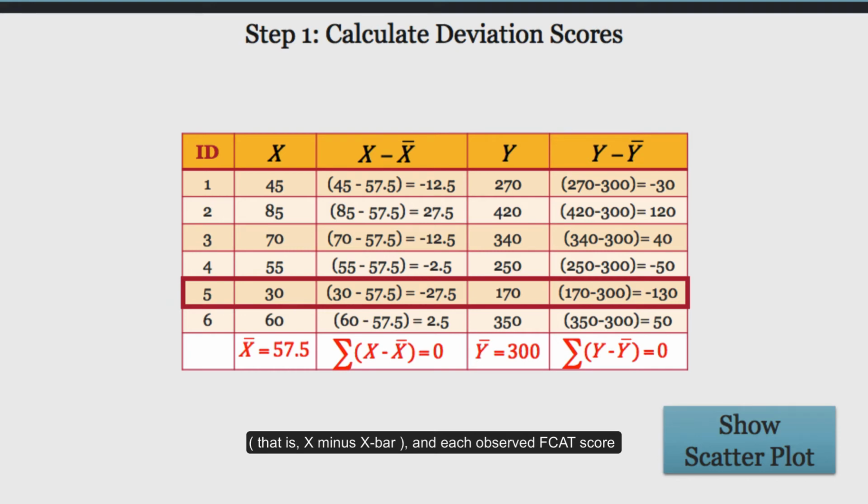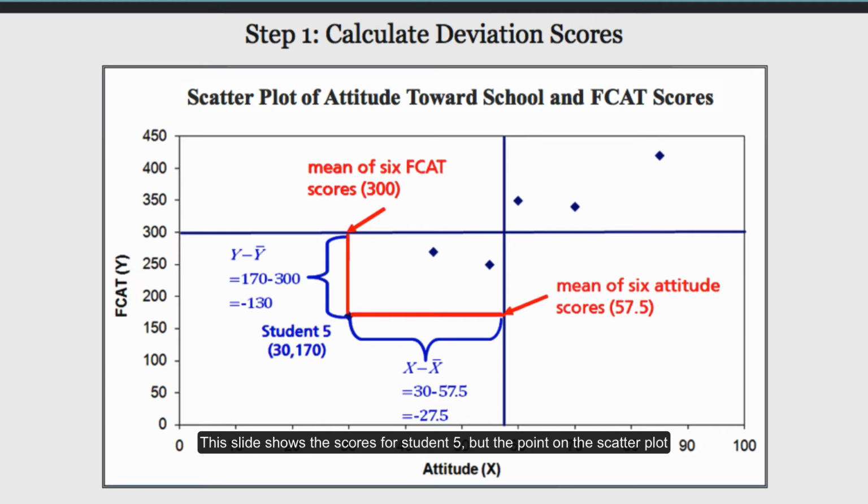And each observed FCAT score is subtracted from the mean FCAT score, that is y minus y bar. In the scatter plot, this process represents obtaining the distance from the point to the mean line. Click on the Show Scatter Plot to see the scatter plot. This slide shows the scores for student 5, but the point on the scatter plot has been replaced with distances from the means for both variables.